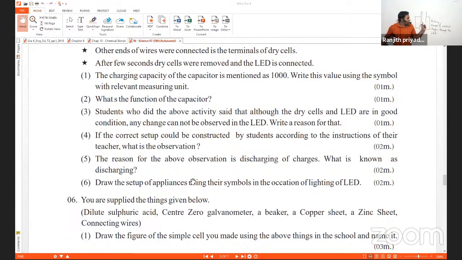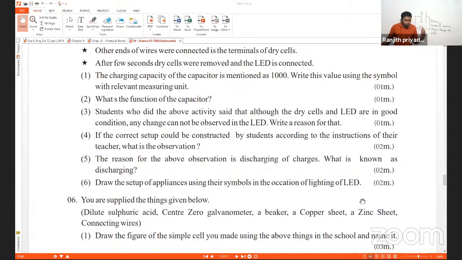Charging means storing electrical charges in the capacitor plates. Discharging means releasing of those charges through an external circuit. The external circuit here, what we have connected, is a diode, a light emitting diode. Okay. Draw the setup of appliances using their symbols in the occasion of lighting of the LED.